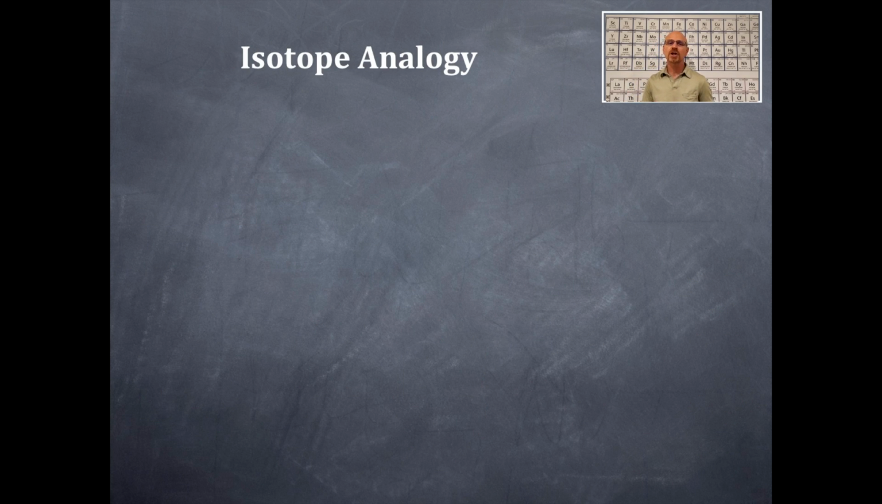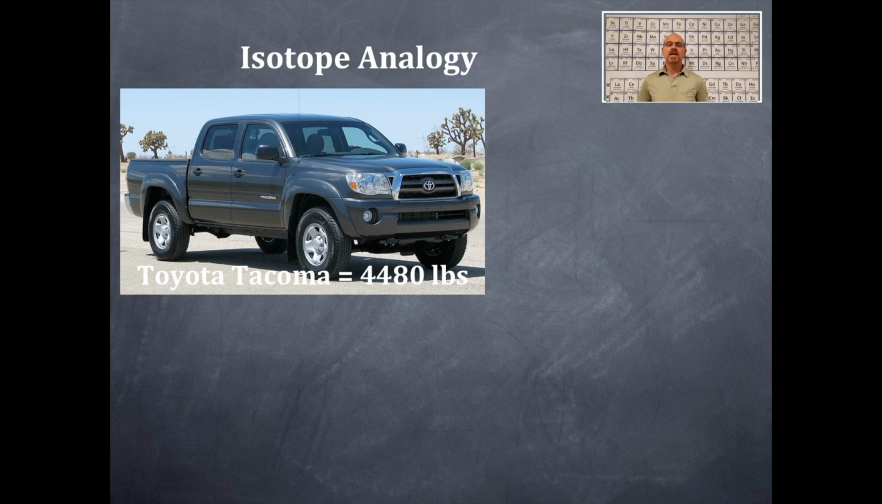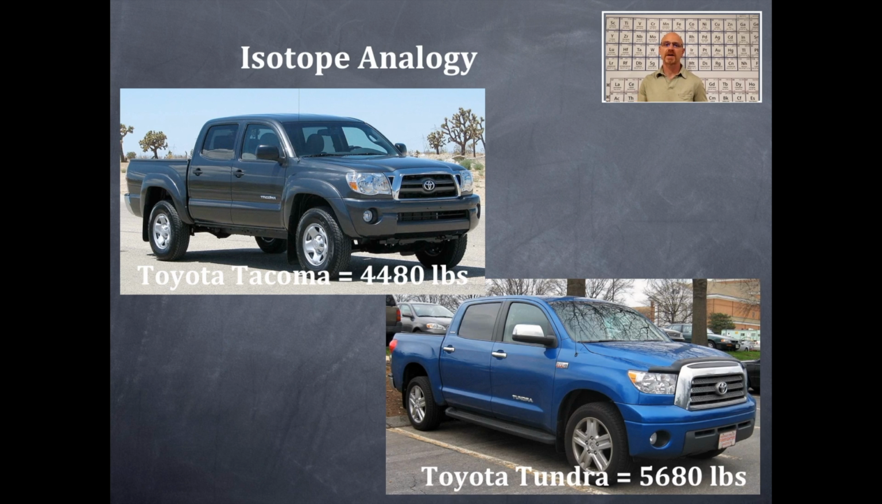So here's an isotope analogy for you. Here are two pickup trucks. They're by the same manufacturer. Those are Toyotas. So they serve the same function. That is, they're both pickup trucks. They can carry heavy loads, except their masses differ. I have their two masses written down there for you. The Tacoma is less massive than the Tundra. Hopefully that makes sense for you as an isotope analogy. Same function, that is the same number of protons, same number of electrons, but their neutrons differ. That is, their masses are different.